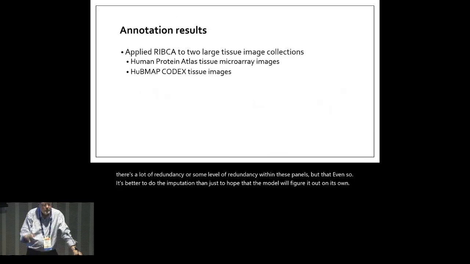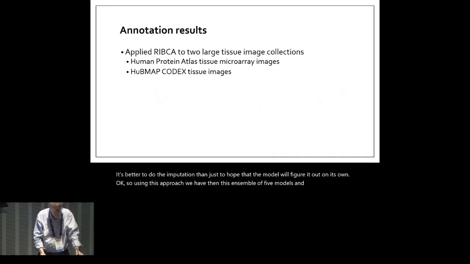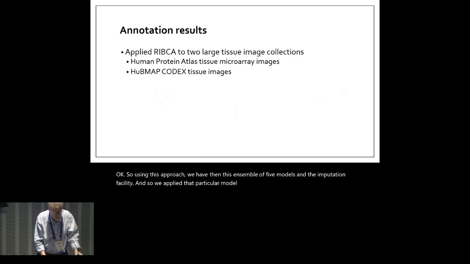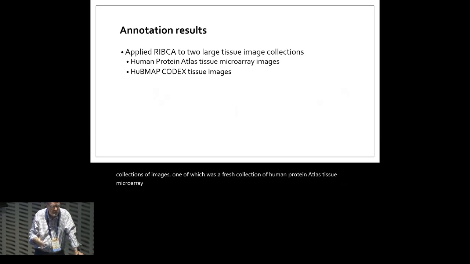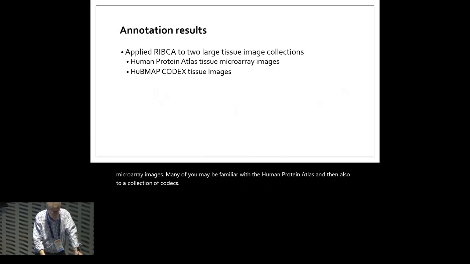Okay, so using this approach, we have then this ensemble of 5 models and the imputation facility. And so we applied that particular model, that ensemble model, to 2 large collections of images, one of which was a fresh collection of Human Protein Atlas tissue microarray images. Many of you may be familiar with the Human Protein Atlas. And then also to a collection of codex images from the HubMap project.